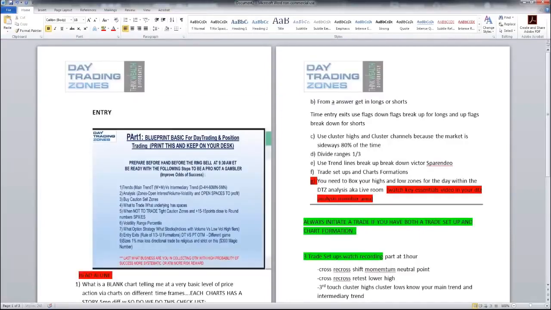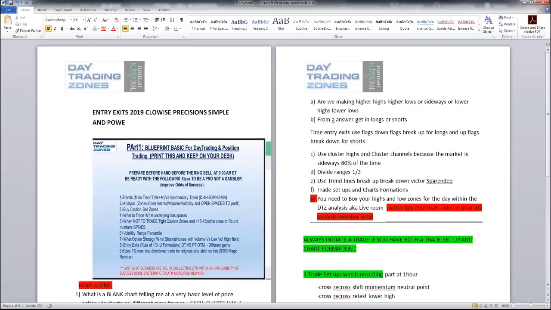So entry, exits 2019, clockwise precision. Simple but powerful concepts. Okay, and hopefully that was helpful to everybody.